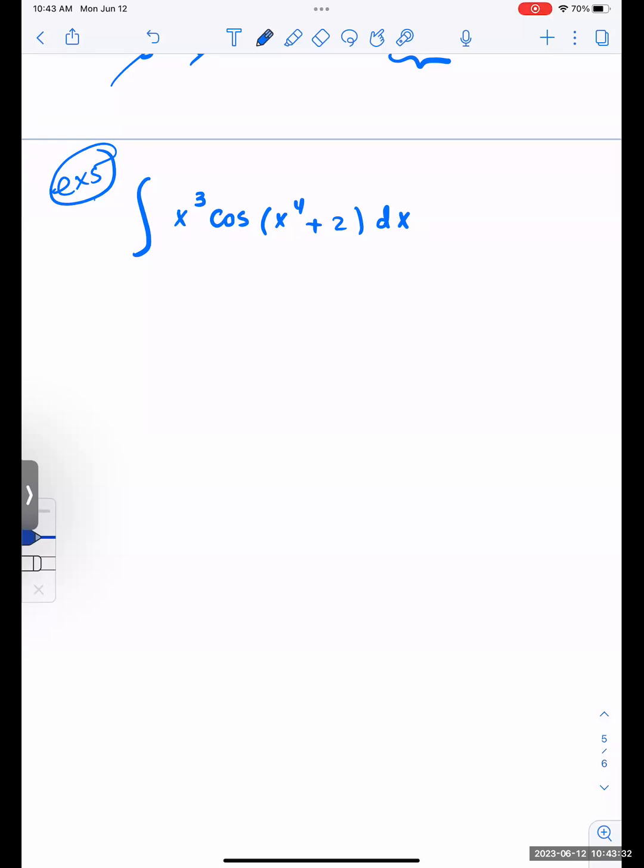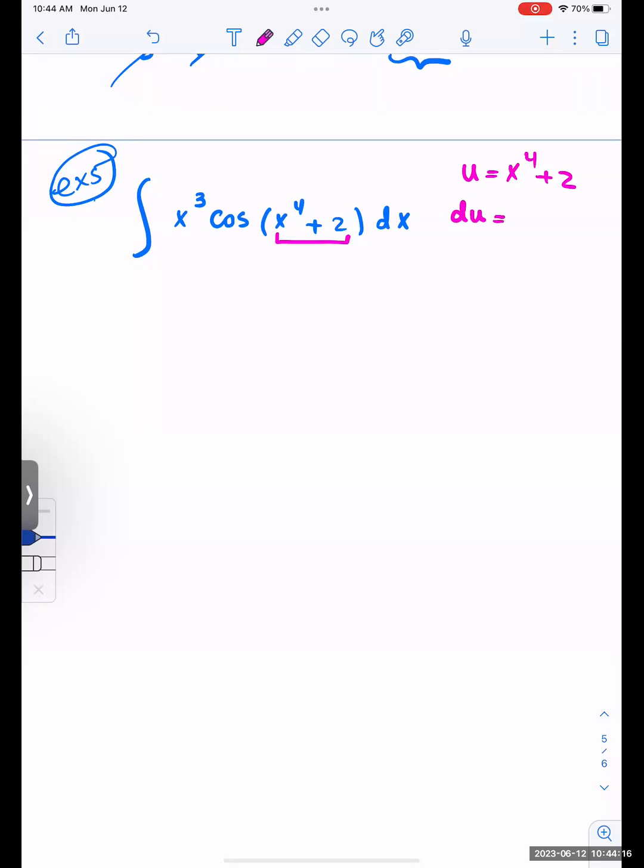What do you let U be? Once you figure out what U is, I think it's 75% of the problem done. Exactly. So you let x to the power 4 plus 2 be U. Awesome job, everyone. Again, once you figure that out, then it's easy to figure the rest out. So you don't let cosine of that thing be U, because then the derivative of cosine is a negative sine and you don't have it there. But inside the cosine, you let that be U.